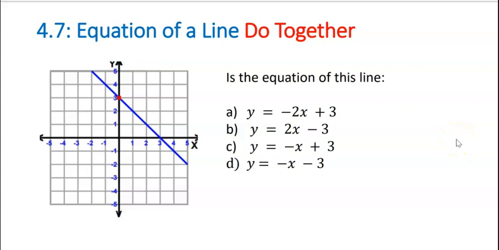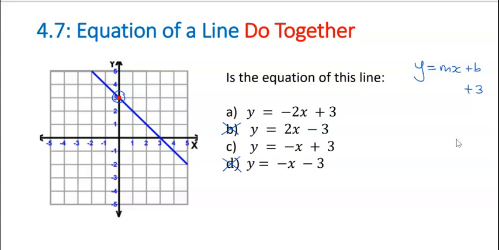For this last question, it's multiple choice. Is the equation of this line A, B, C, or D? The first thing I try to do is start eliminating multiple choice answers. I can see that my master equation, y is equal to mx plus b, the y-intercept is where I look first. I can see the y-intercept is a plus 3. So it's going to be a plus 3. You see how B and D have a minus 3? We can eliminate those right away.